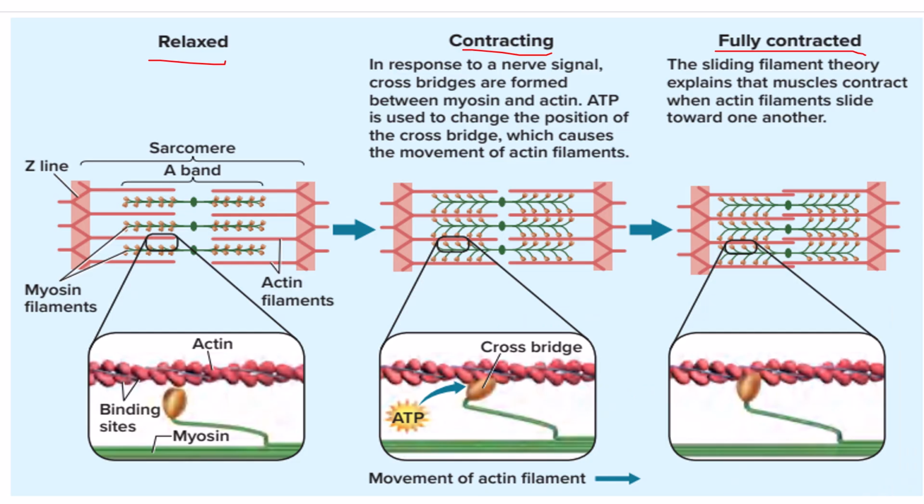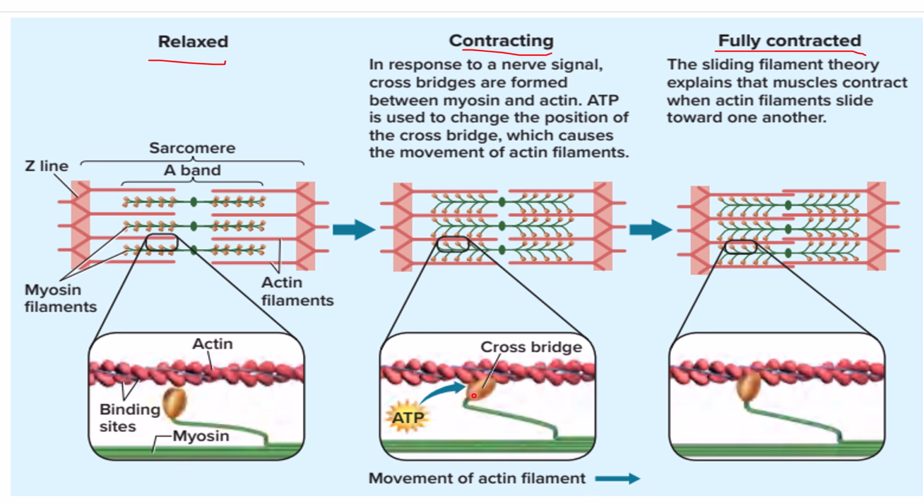Coming to the contractile unit, it has the sarcomere structure with actin and myosin. When it starts contracting, the myosin will go and bind with the actin. The myosin has a small head, and it binds to the actin at specific binding sites. In response to a nerve signal, cross bridges are formed between myosin and actin.